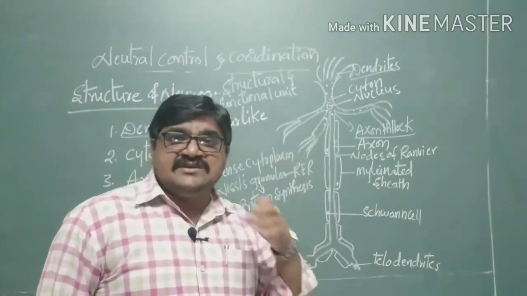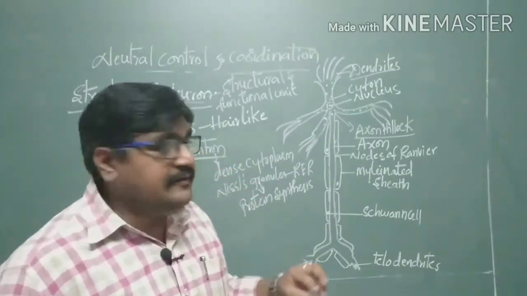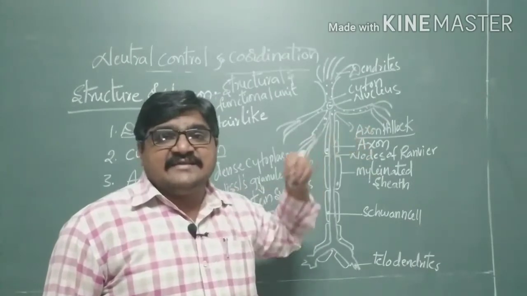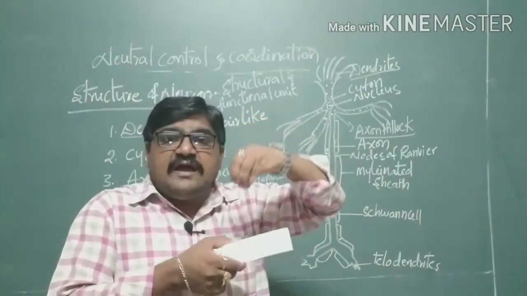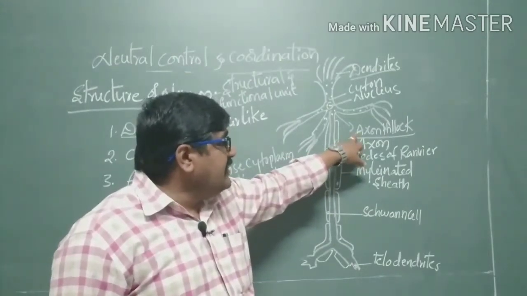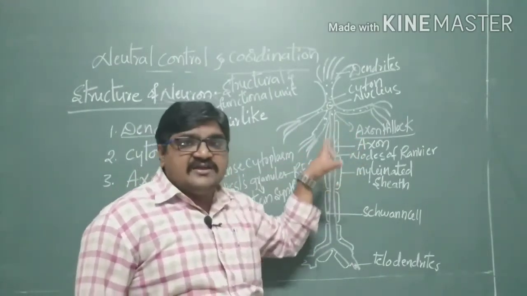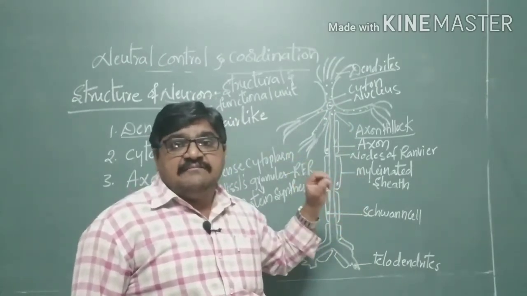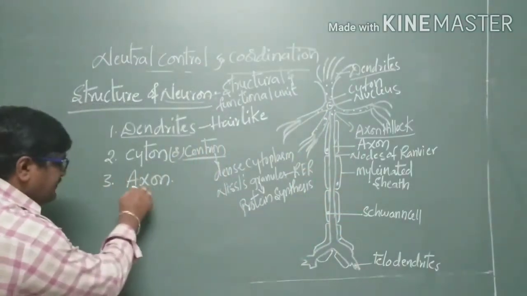Such a region is called the axon hillock. It is the connection between the cyton and the axon. So what is an axon? It is a long cylindrical shaped structure.